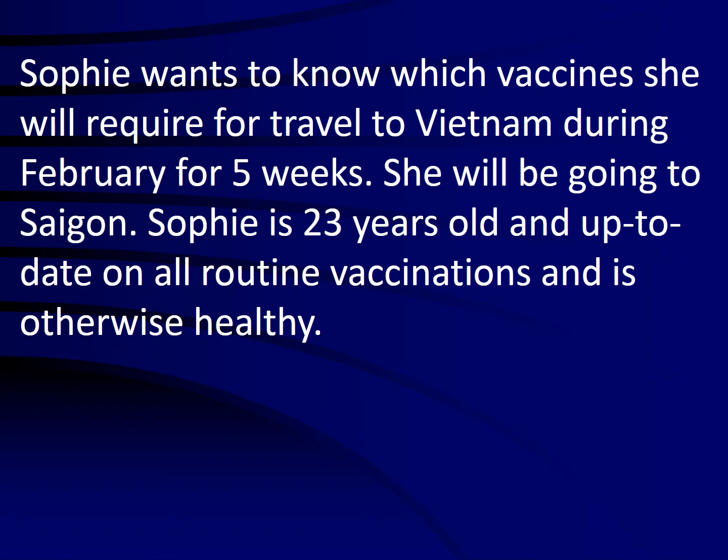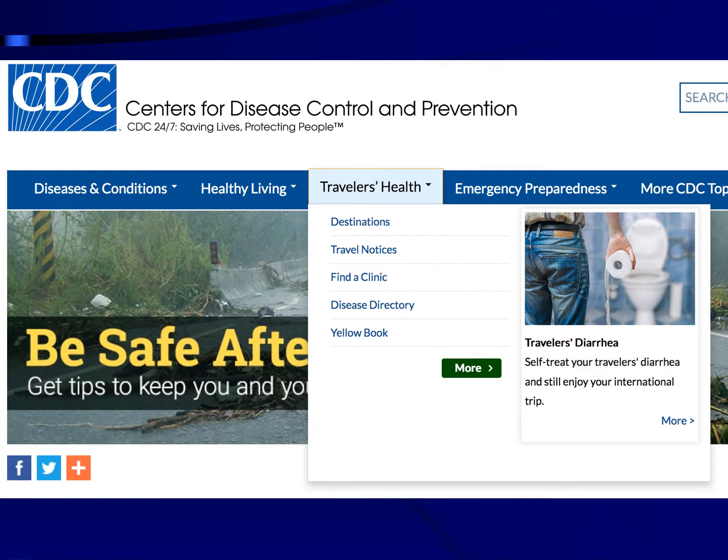So here's an example of how I would use the CDC website for travel vaccine information. Sophie wants to know which vaccines are required for travel to Vietnam during February for 5 weeks. She will be going to Saigon. Sophie's 23 years old and up to date on all routine vaccinations and is otherwise healthy. So whenever I receive a question about travel vaccinations, I know to automatically go to the CDC website under travel vaccinations. So Traveler's Health is on the home page for the CDC.